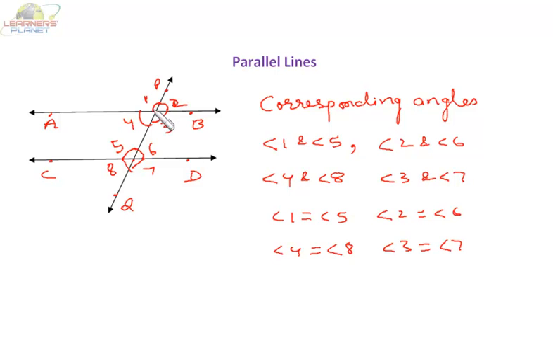So suppose you are asked about angle 1, then you can quickly say that angle 1 and angle 5 will both be the same. If you are given the value of angle 1, that will be the same for angle 5. Or if you are given the value of angle 2, then it will be the same as angle 6. We will be solving problems based on this property.